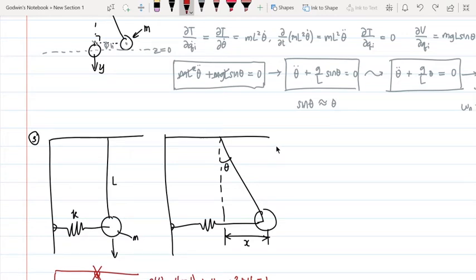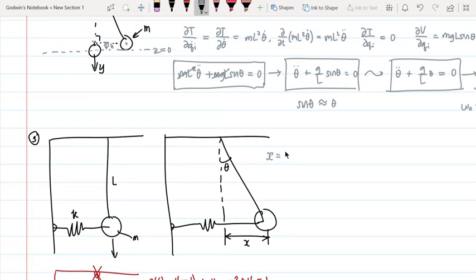Which one are we going to use? So there's this relationship between theta and x, where your x is just, what is this?